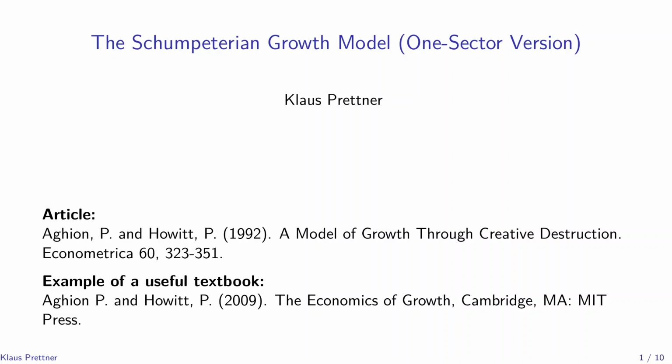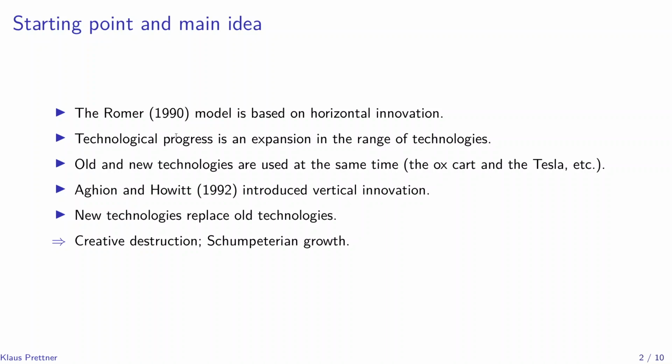by MIT Press. The starting point is that you know already that endogenous growth theory was basically invented by Paul Romer in his 1990 paper Endogenous Technological Change, but there technological progress is based on horizontal innovation. What does this mean? It means that every new technology is a new intermediate good. So you have a range of different goods that are produced in the economy, and technological progress is an expansion of the range of these technologies.